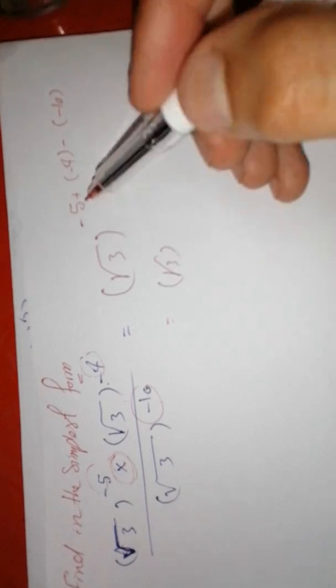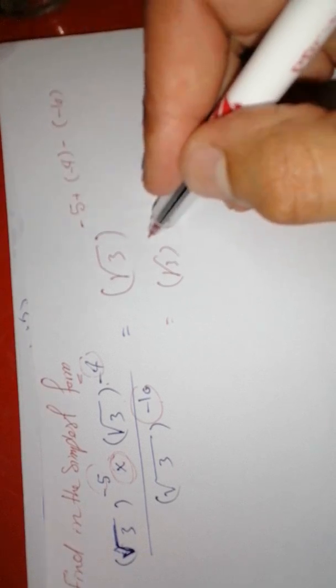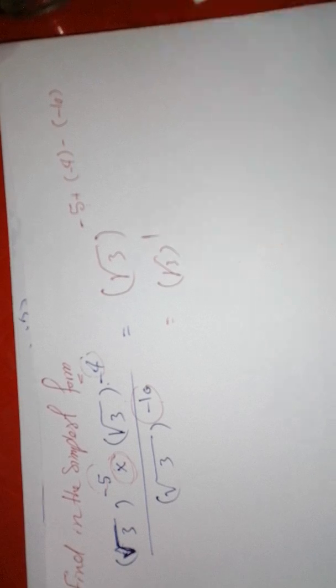So it's just equal to root 3 raised to the power negative 5 plus negative 4, which is equal to negative 9. And then negative by negative, which is equal to positive 10. So negative 9 plus 10 is equal to 1. So it's equal to root 3 power 1, which is equal to root 3. And this is the simplest form of this question.